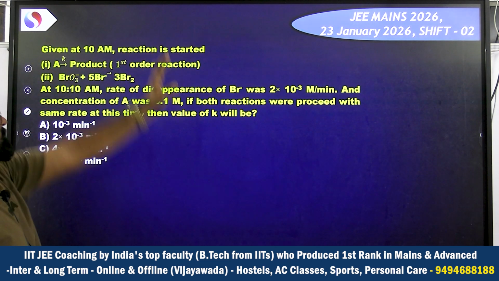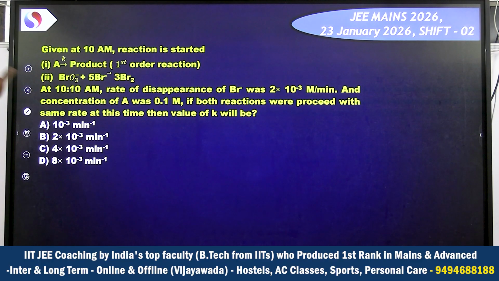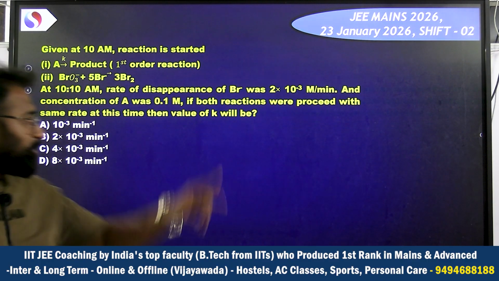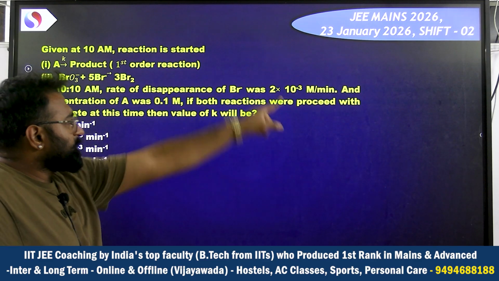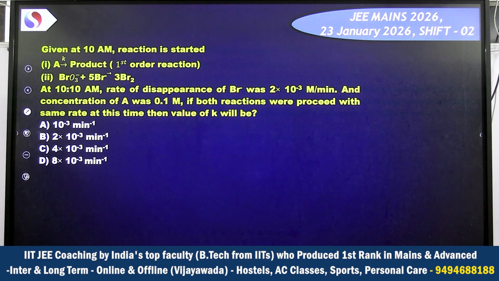For the given reaction, at 10 AM the reaction started. First step, first order reaction. BrO3 minus plus 5 Br minus gives 3 Br2. At 10.10 AM, the rate of disappearance of Br was 2 into 10 to the power minus 3. The rate of disappearance of Br is given as 2 into 10 to the power minus 3, and the concentration of A was 0.1. If both the reactions proceed at the same rate, then you need to find the value of K.